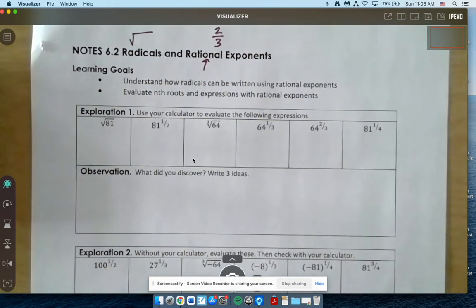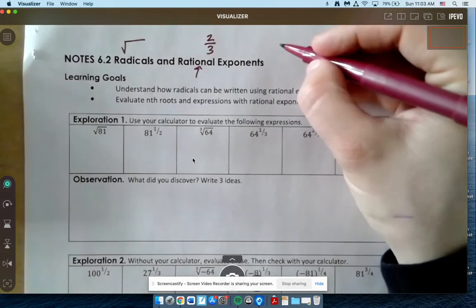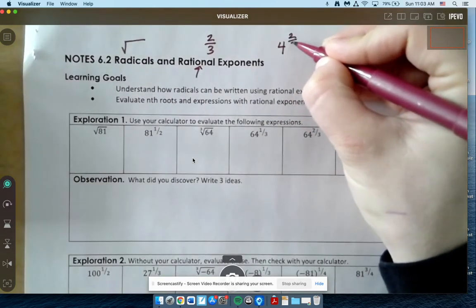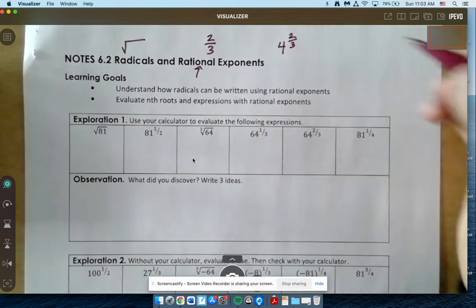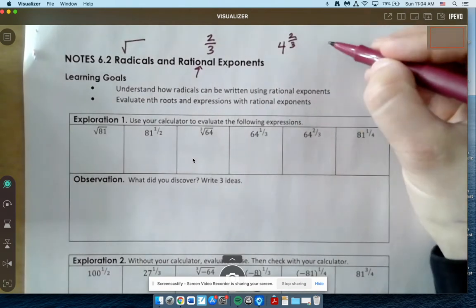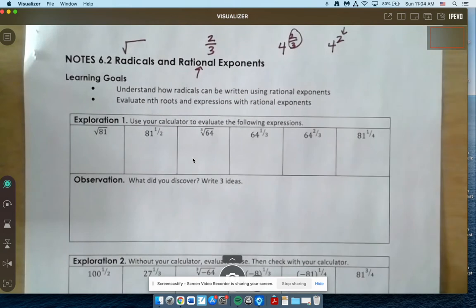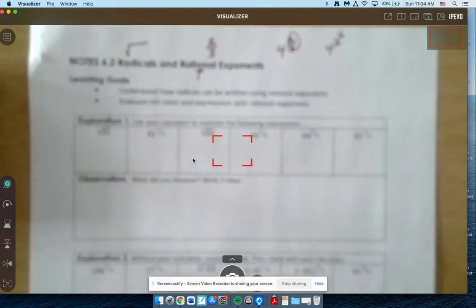So our goal today is to take a number like 4 to the power of 2/3. Okay, so instead of having a whole number as our power or our exponent, it's going to be a fraction. So that's what we're doing today. And like I said, a lot of it is just in the calculator and kind of understanding what's happening. Okay, so let's just get started with this first exploration and see if we can come up with any observations.